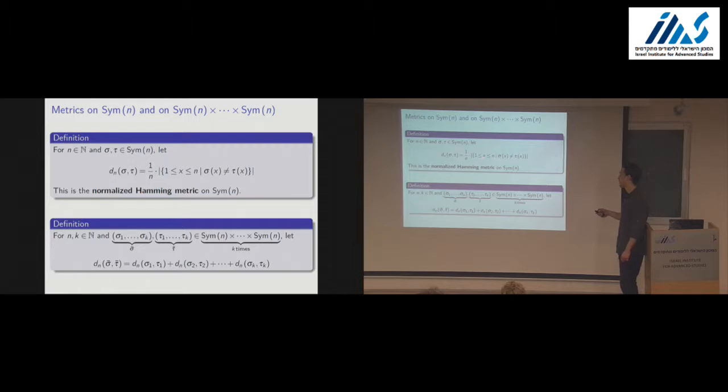I take all the values from 1 to n where they differ. I count how many of them there are. And I normalize. So I get a number between 0 and 1. OK, so this is just the Hamming distance between them.